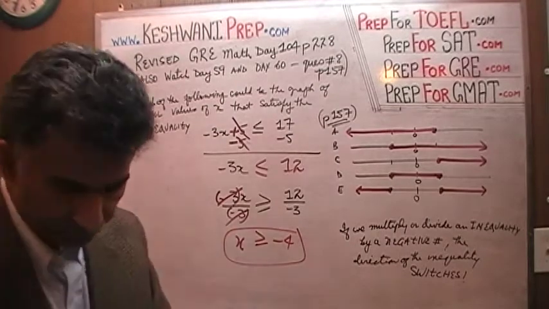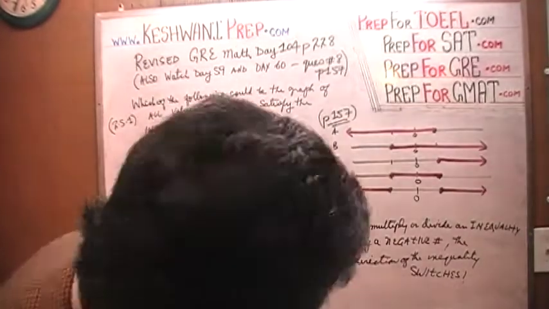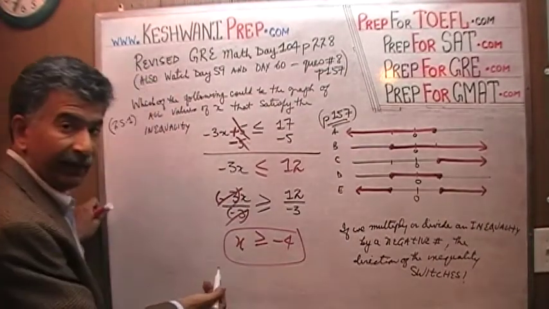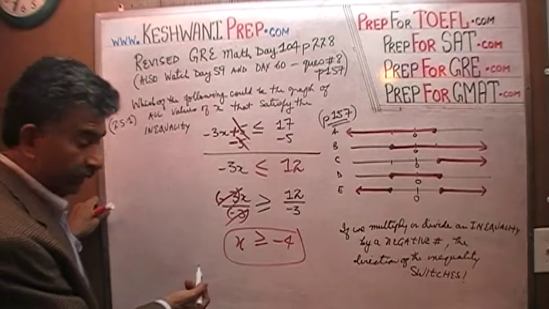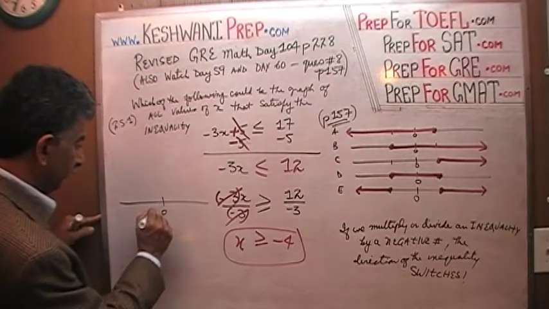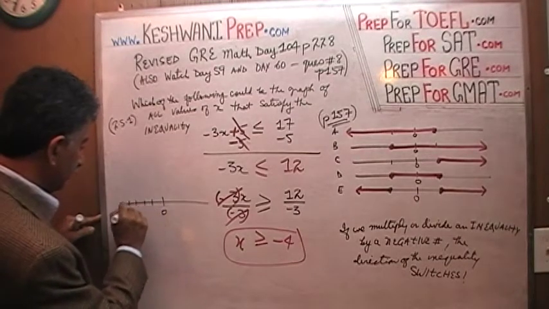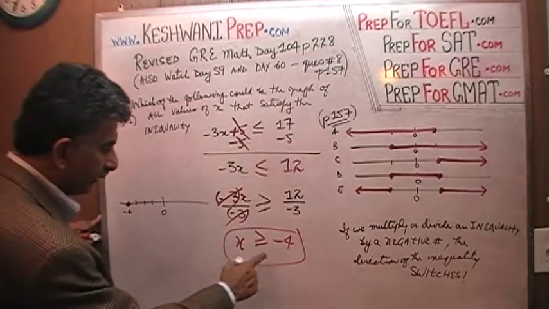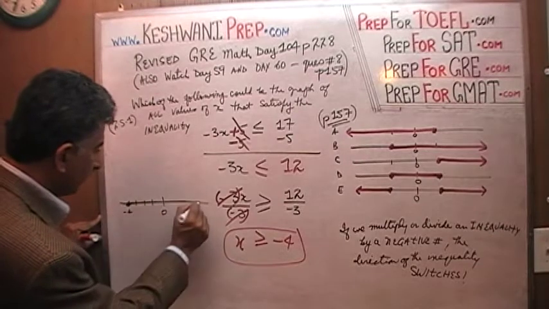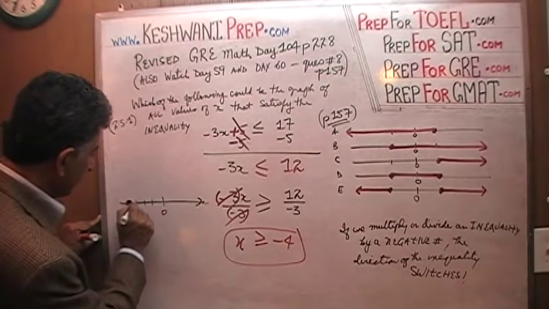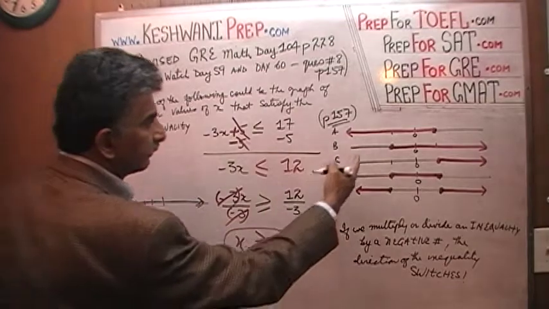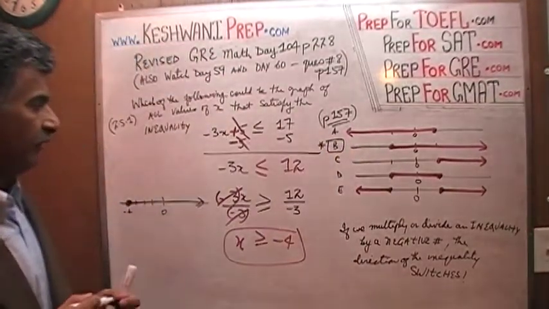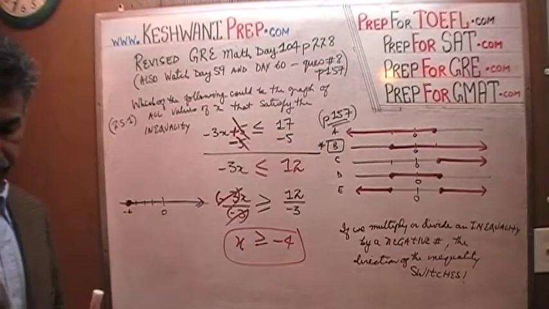Well, X is greater than or equal to negative 4, which means X starts out in negative territory at negative 4. This is your 0, 1, 2, 3, 4. Here's your negative 4. X starts out here, but then it is greater than or equal to. So it starts out in negative territory and goes all the way there. That's this one right here. This is our answer. Answer is B for this problem. That's all. That's it. We're done.